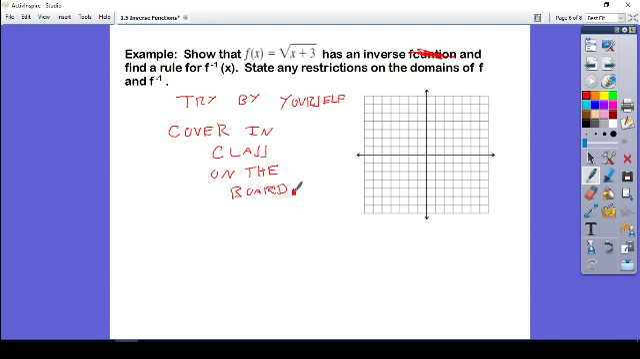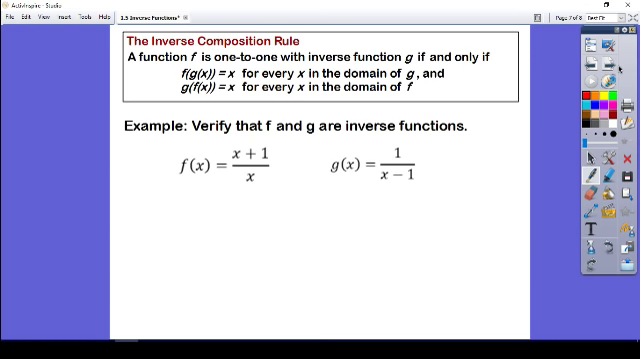All right, so we're doing a little bit of mixed video lecture, non-video lecture. And then we'll have the inverse composition rule. A function f is one-to-one with inverse function g if and only if f of g of x is equal to x for every x in the domain of g, and g of f of x is equal to x for every x in the domain of f. So to verify these are inverse functions, we would have to take the composition of both.